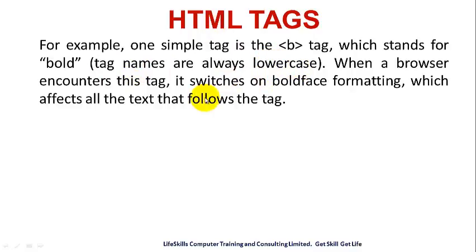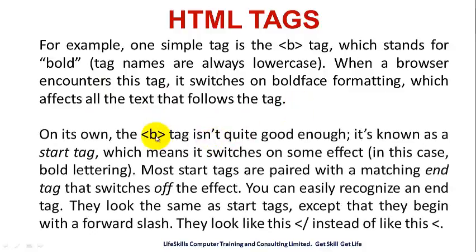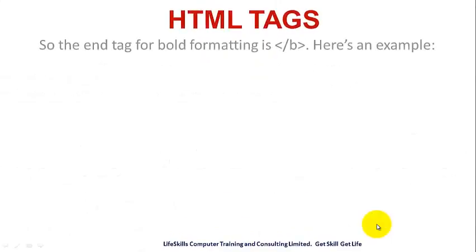When a browser encounters this tag, it's going to switch on boldface formatting, which affects all the text that follows the tag. Now, on its own, the bold tag is not good enough. It is a starting tag. Every tag must have a closing tag, so that you tell your browser that you are finishing bolding whatever you type. The closing tag will look like a less than with a forward slash, and the end tag for bold formatting will look like this. Just put a forward slash before your B.